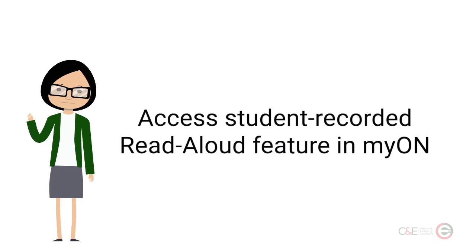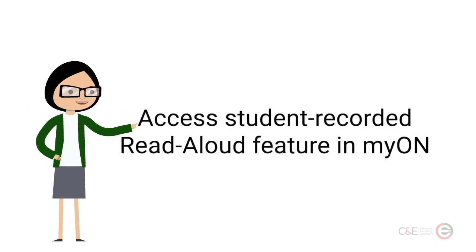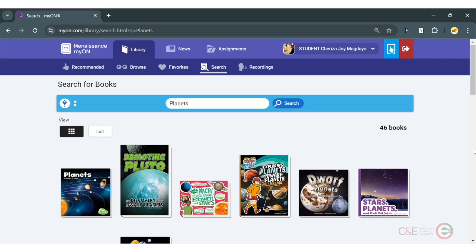Hello. In this video you will learn how to access student recorded read aloud feature in myON. Step 1. On the dashboard, click on the search bar to type the title, author, or keywords of the book you want to read, or you can browse categories and check recommended books.